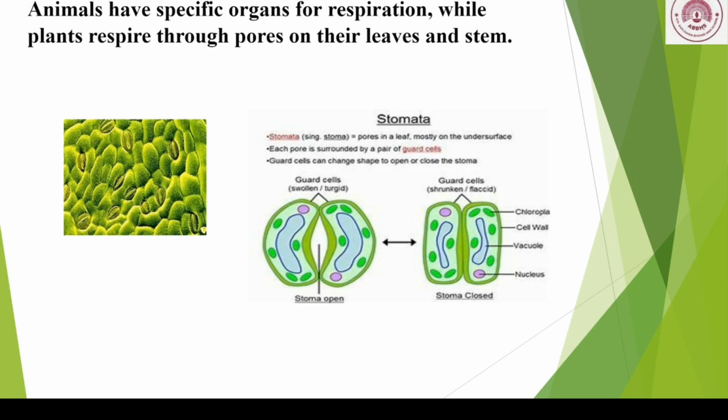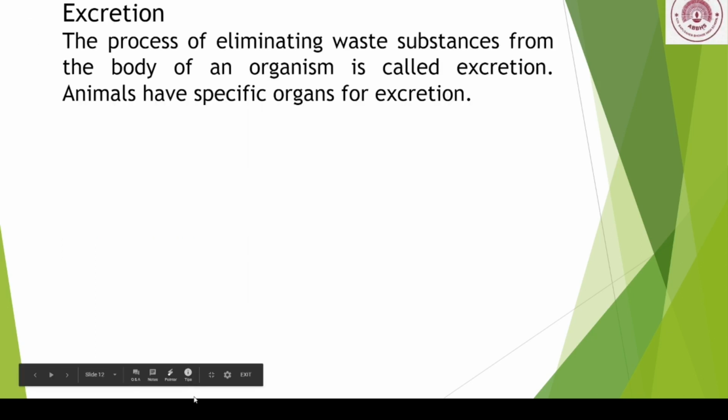Stomata are pores found on the leaves and stem that facilitate gas exchange. Non-living things do not respire. Thus, respiration is a characteristic of living things. The next characteristic is excretion. Waste substances are formed during the many processes that take place in the bodies of animals. These are called excreta, and the process of eliminating or removing them from the body is called excretion.